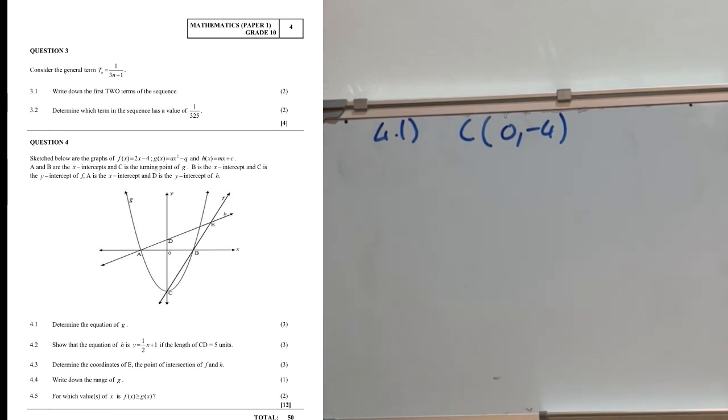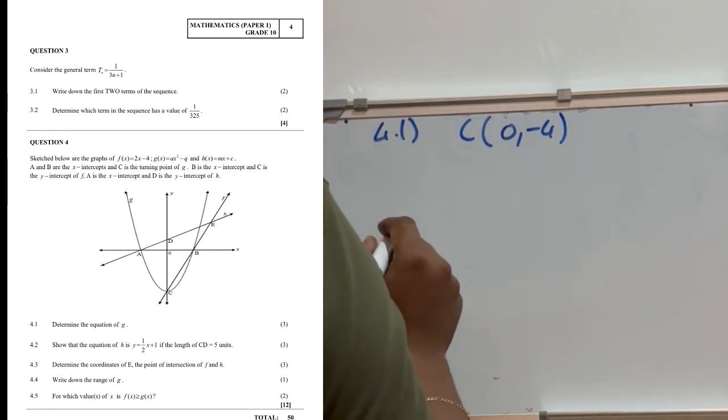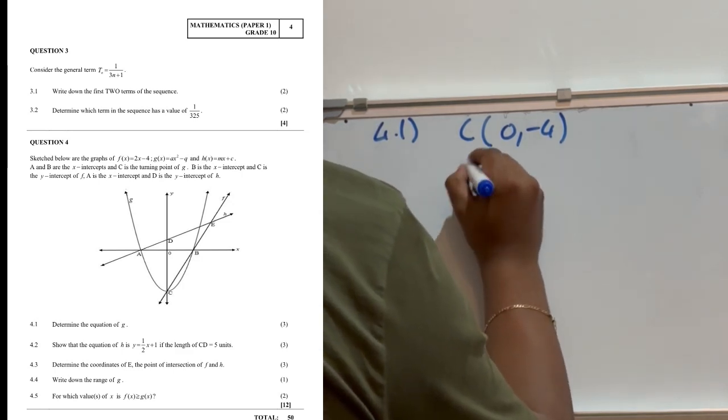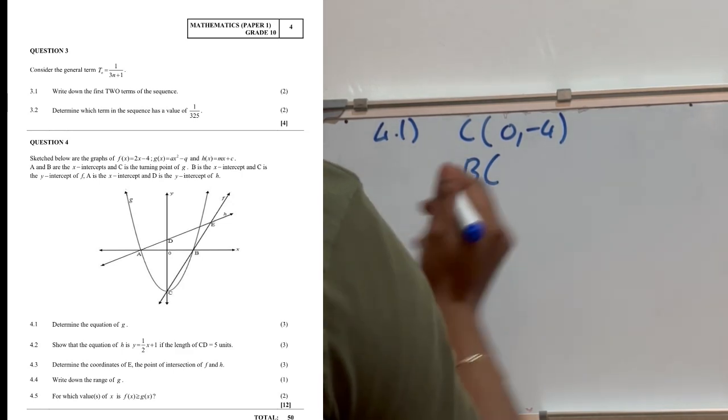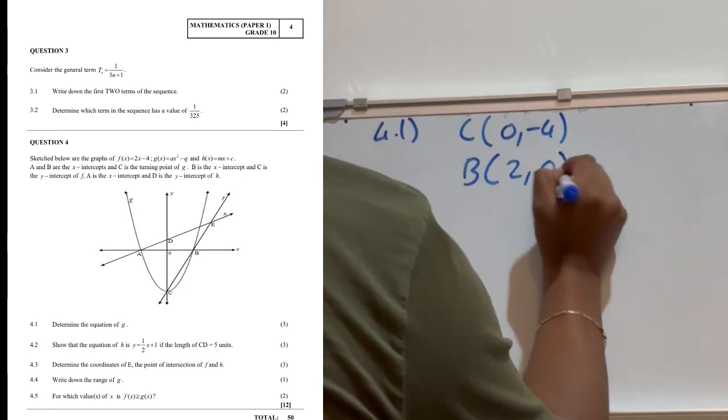So then for B, we can also get the point for B because B is also the x-intercept of the straight line of f, which is, if you work it out, you're going to say y equal to 0, take the 4 over. And then you're just going to divide by 2, so that is 2 and 0.